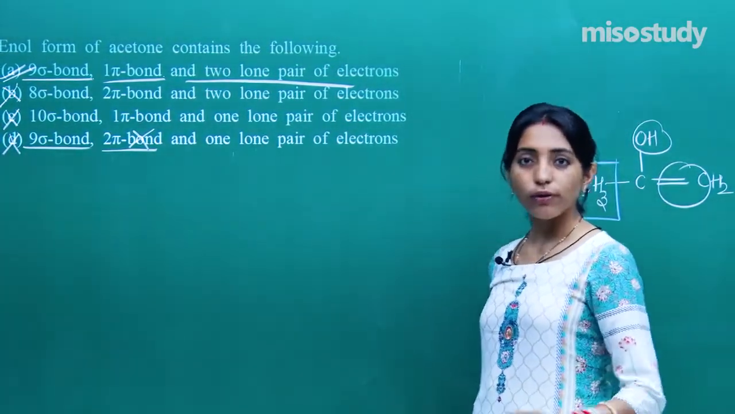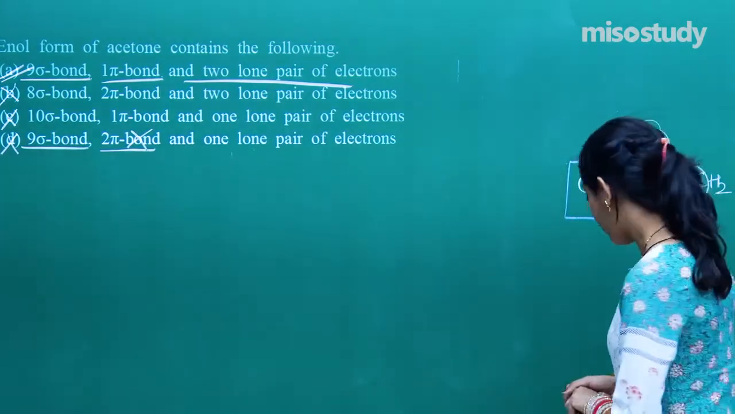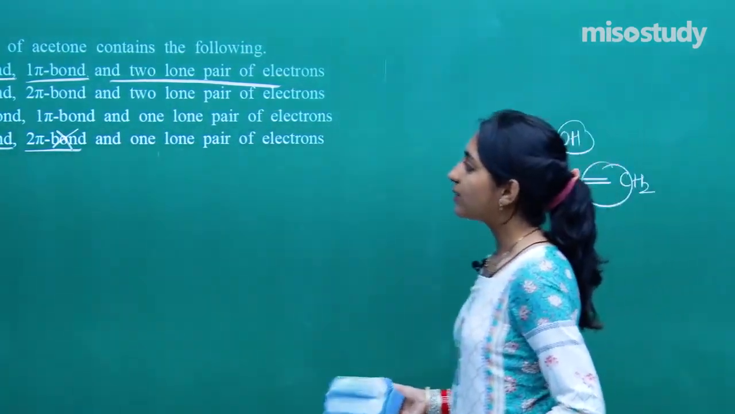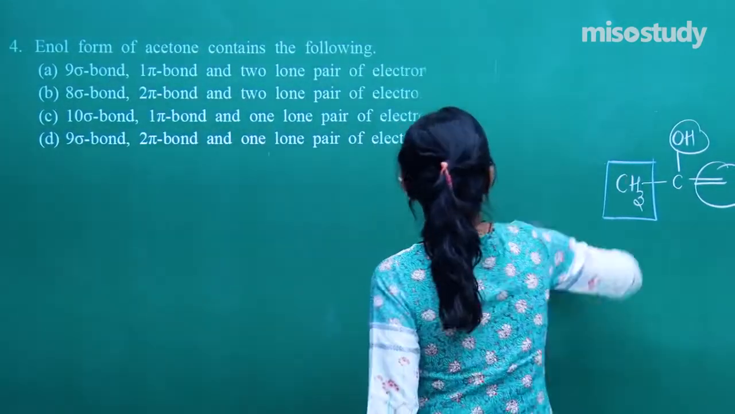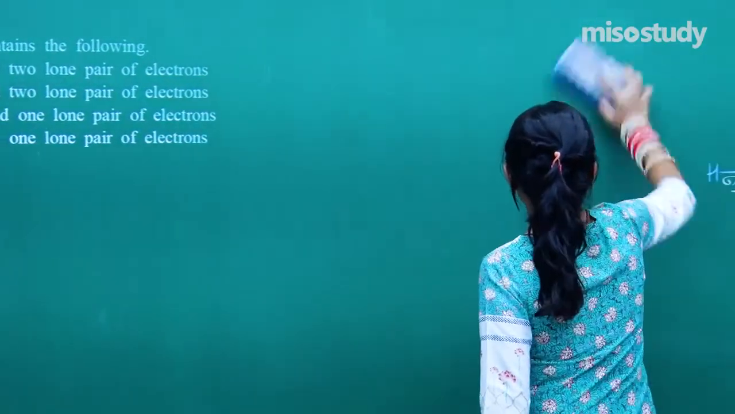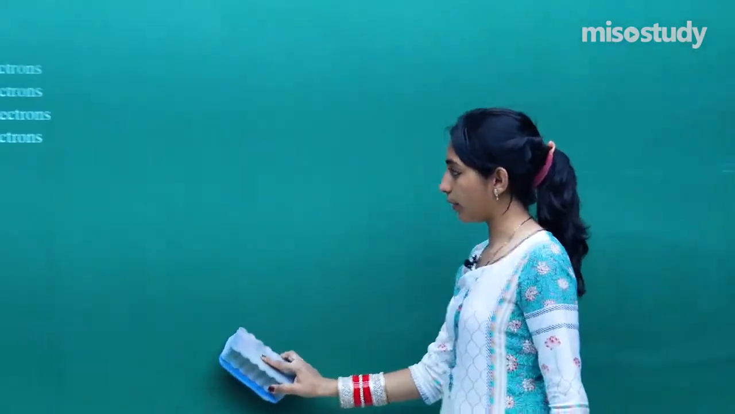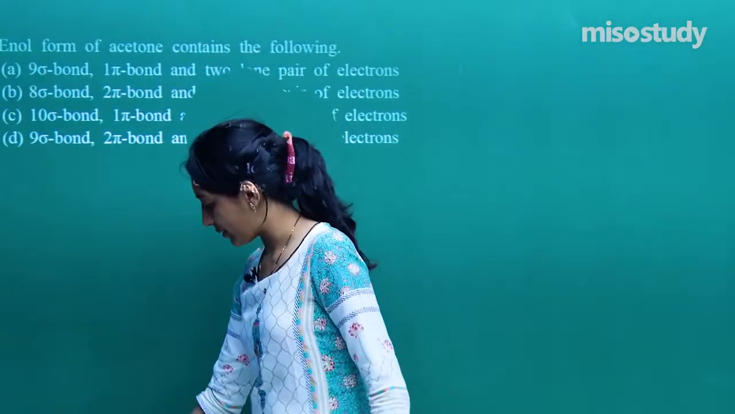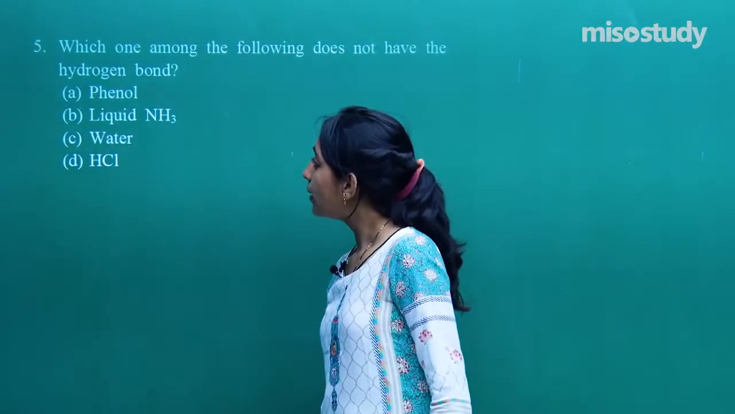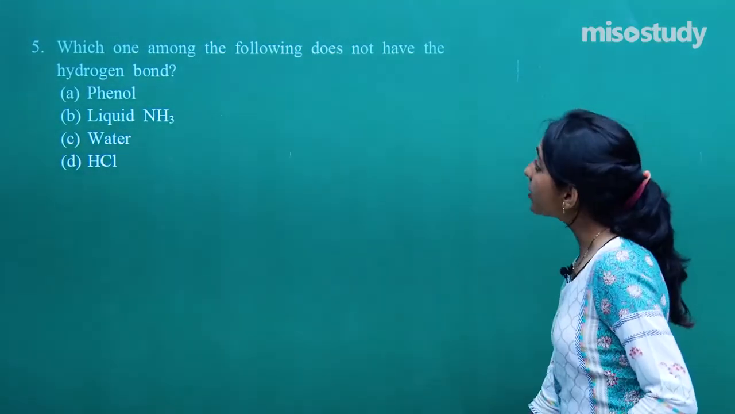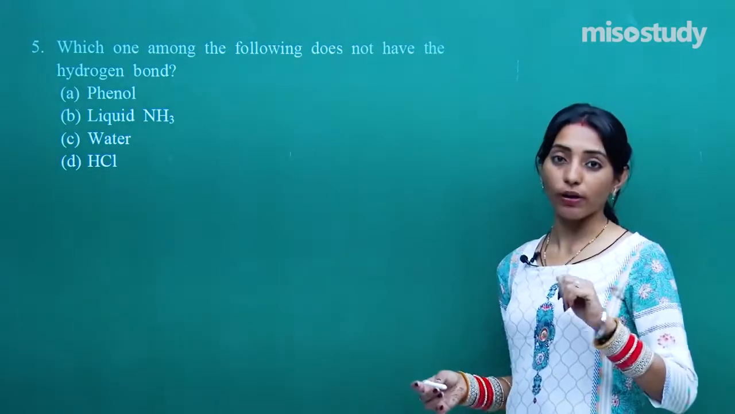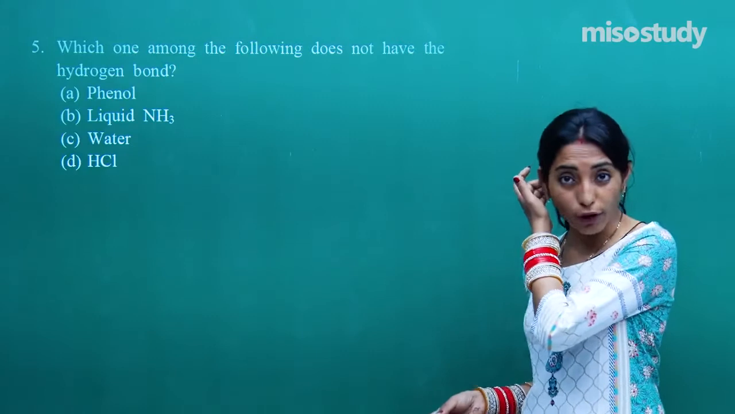So we have learnt a lot from this particular question, right? Fine. Now having done this much, let us simply move on to our next question. And let me now get on the screen your question number 5, which says: which one among the following does not have the hydrogen bond? Hydrogen bond is not present in which of the following.